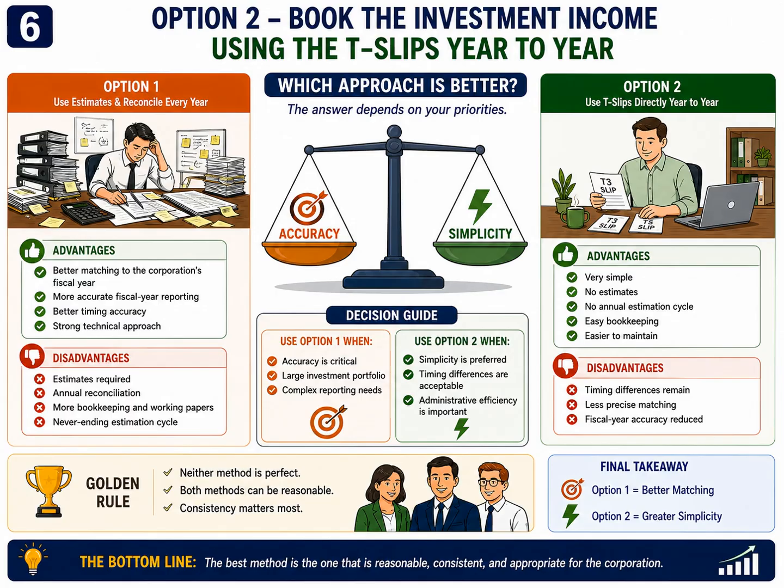Option 1 focuses on matching investment income to the corporation's fiscal year as accurately as possible. The methodology uses estimates when necessary, adjusts those estimates when actual information becomes available, and attempts to ensure that income is reported in the period to which it economically belongs. Because of this, Option 1 often provides better fiscal year matching and more precise timing accuracy. From a technical perspective, many accountants view it as the stronger reporting approach.